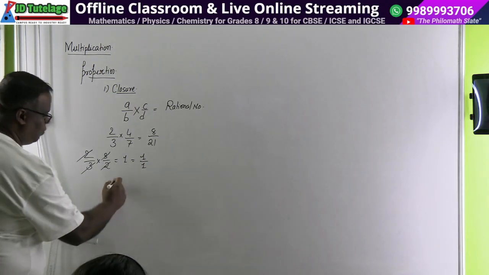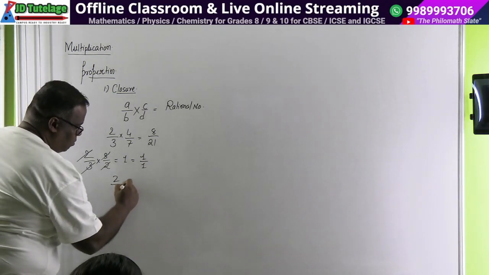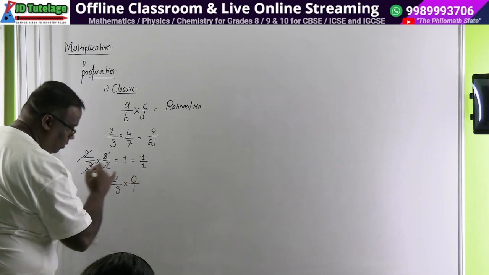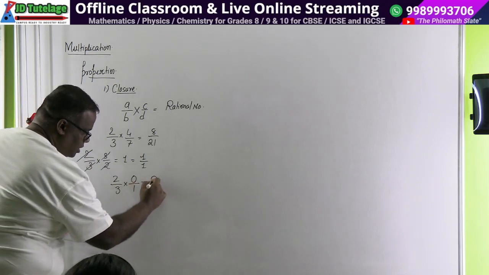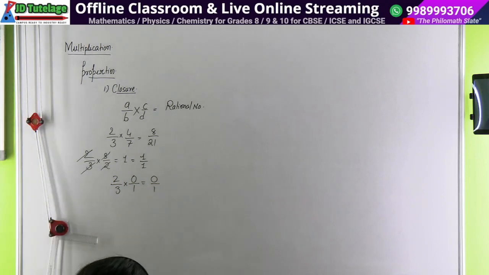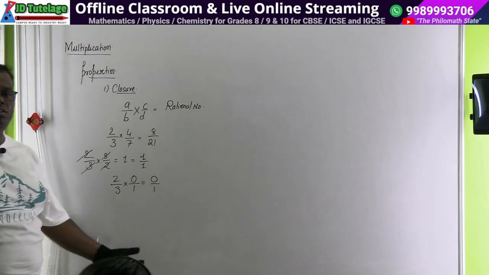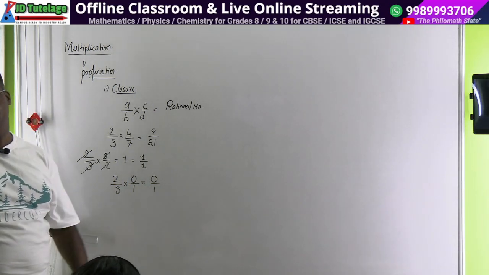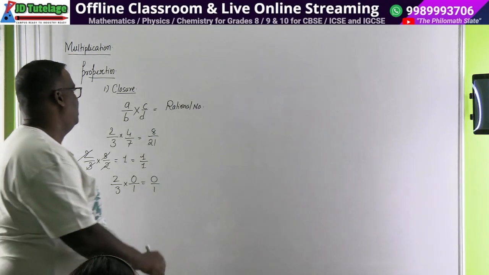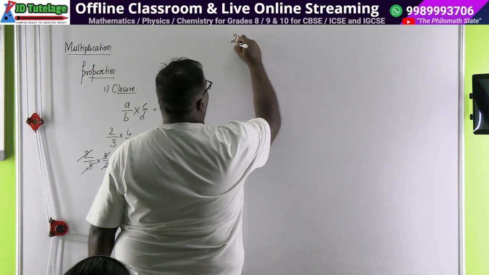And in case you have a number 2 by 3, and you multiply it by 0 by 1, which is a rational number, you still get a rational number, which is 0 by 1. That means rational into rational is always rational. Understood? Very good. Let's come down to property number 2.